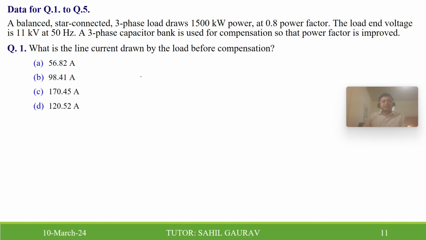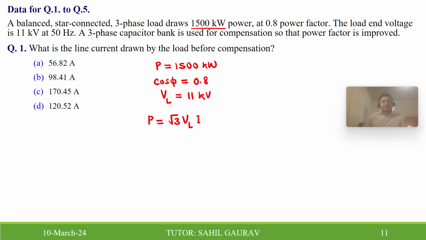So what is the line current drawn by the load before the compensation? Here the active power is given, that is 1500 kilowatt, and power factor is given as 0.8 before the compensation, and load voltage is given 11 kV, that is line to line voltage at 50 Hertz. So from this data we can find the line current.